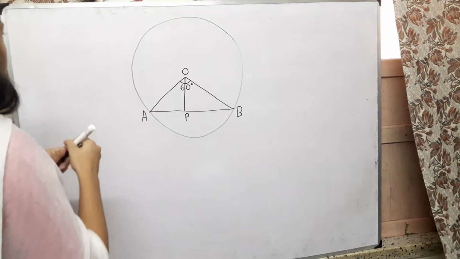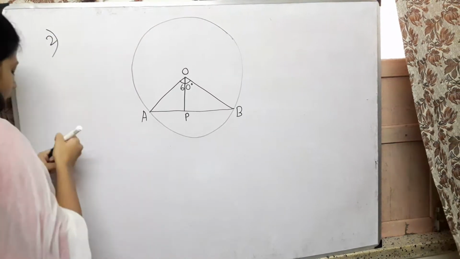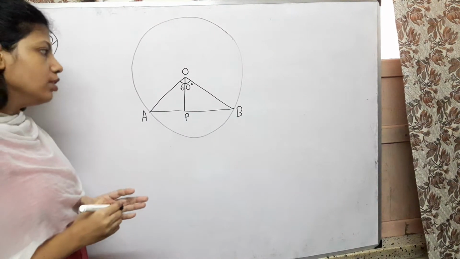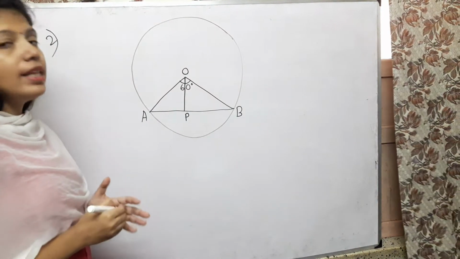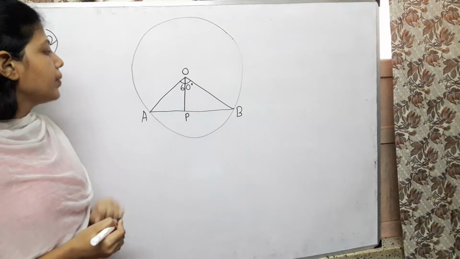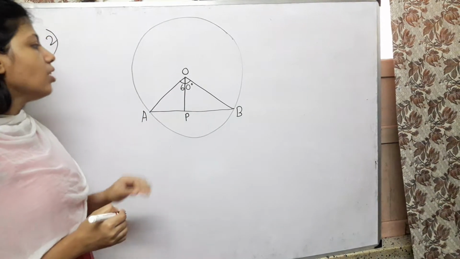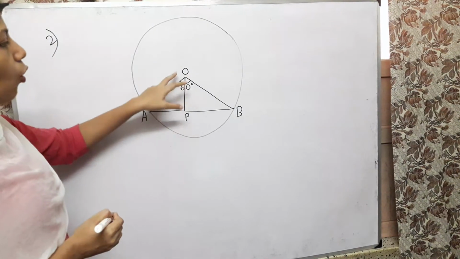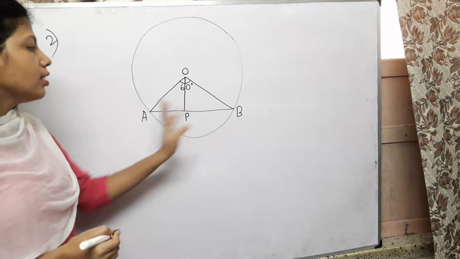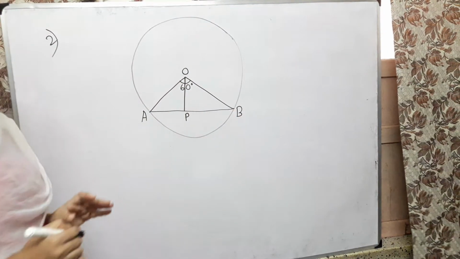Now number 2. A circle with center O is given. AB is a chord. Angle AOB equals 60 degree. This one is given, this portion. We have to find the length of OP. Now OP is a perpendicular from O to the chord AB. How will I find that?